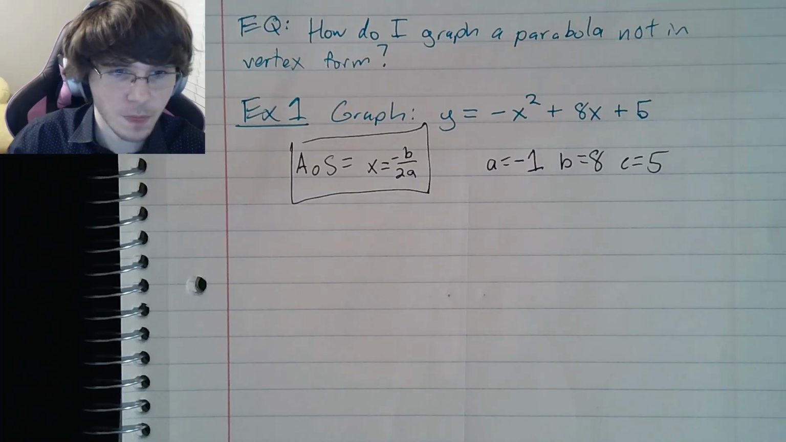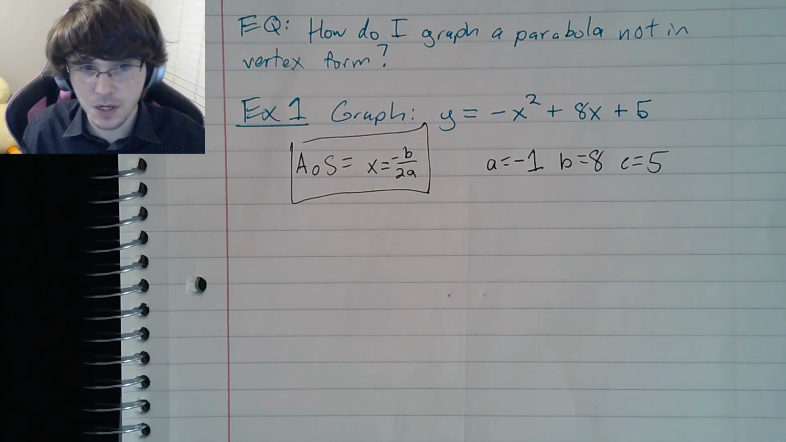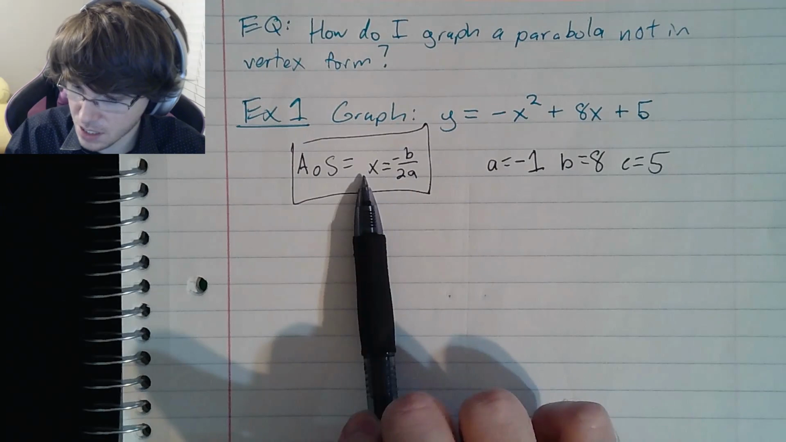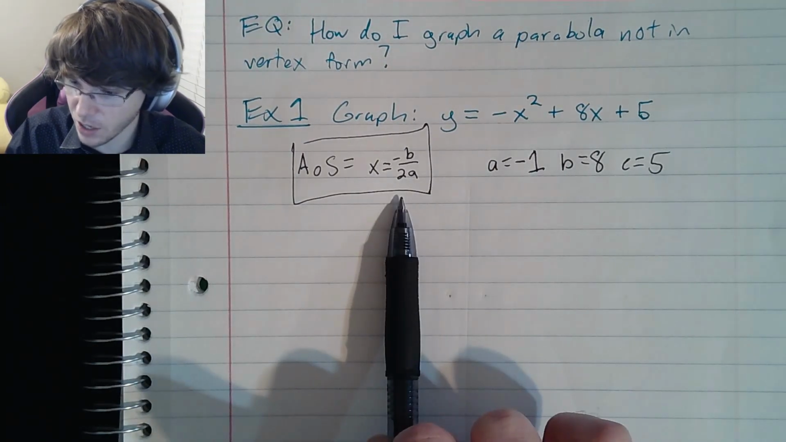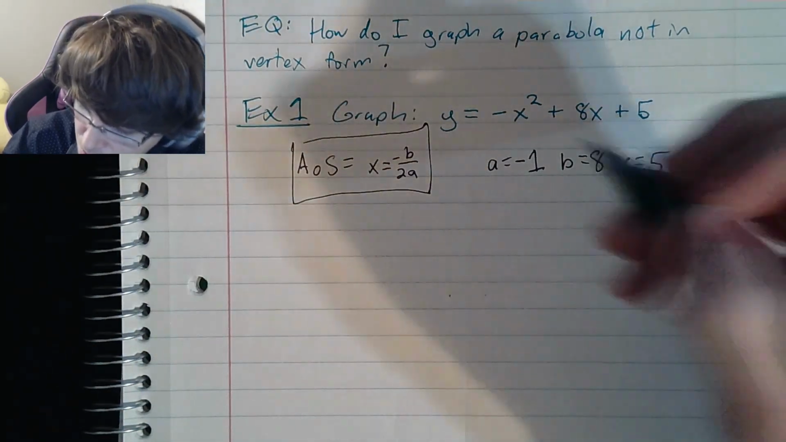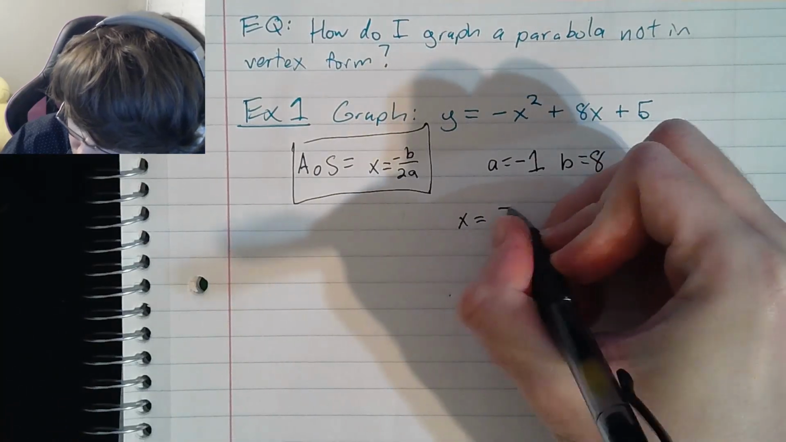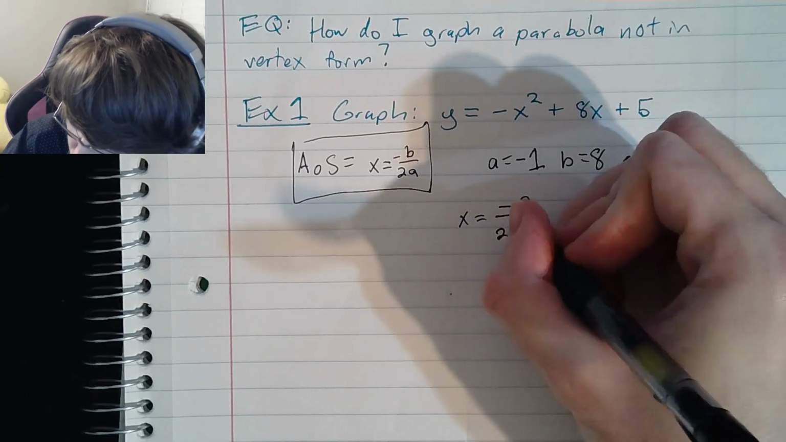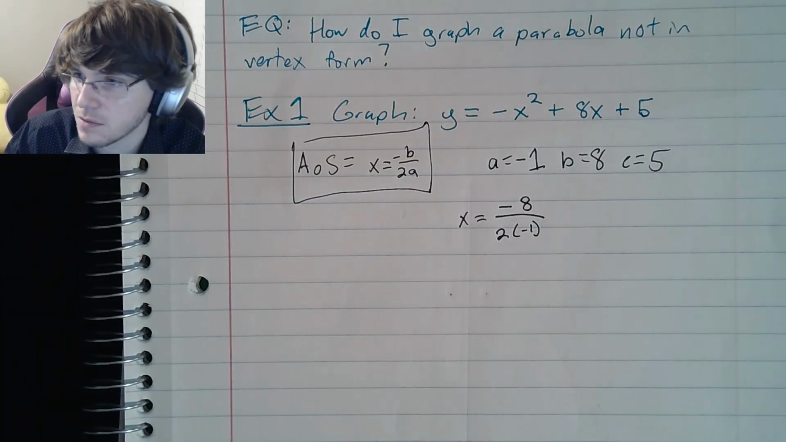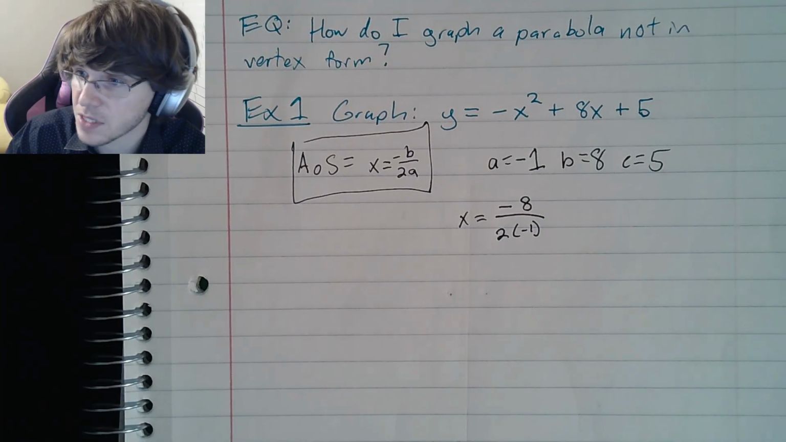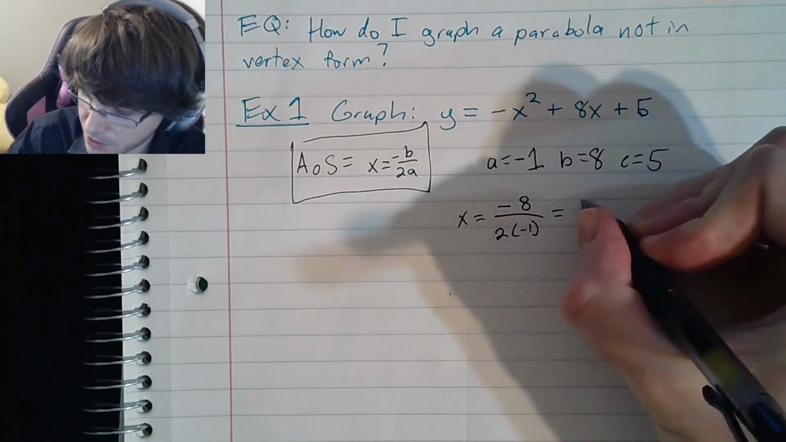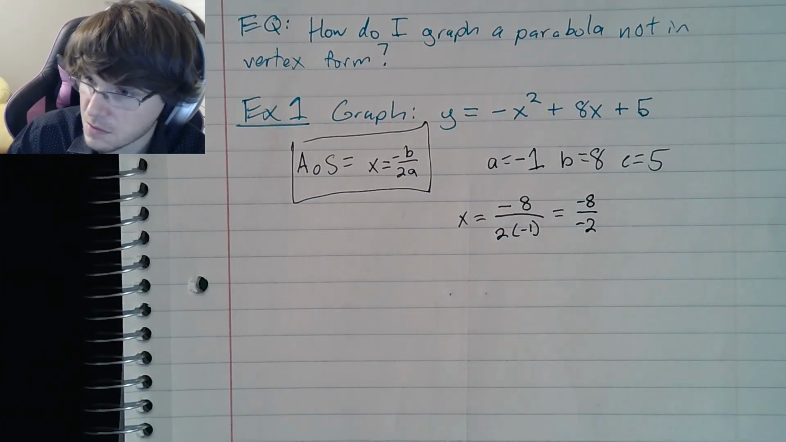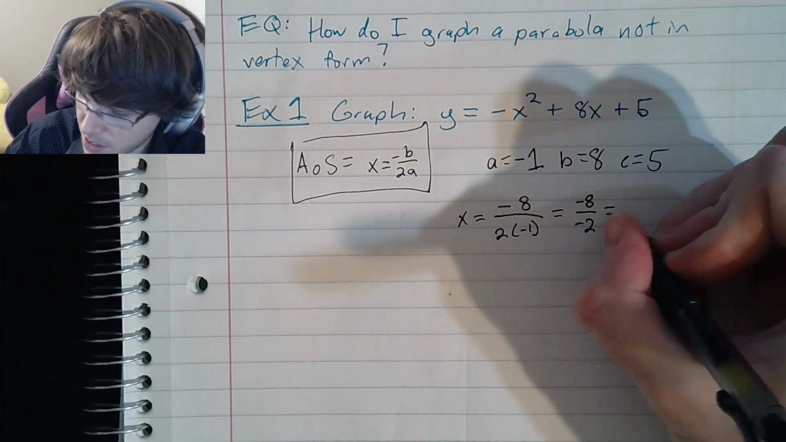So let's go ahead and figure out a couple of these. Our first thing to do is x equals -b over 2a. That's our axis of symmetry. So x equals -8 divided by 2 times -1. Remember that we have to simplify. We're going to multiply on the bottom first. So we have -8 divided by -2. -8 divided by -2 is 4.